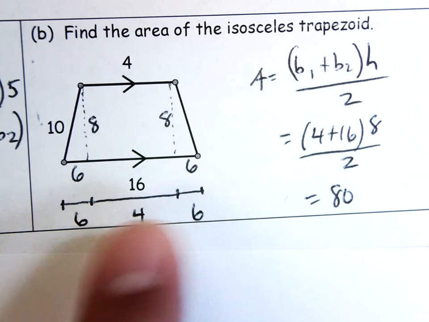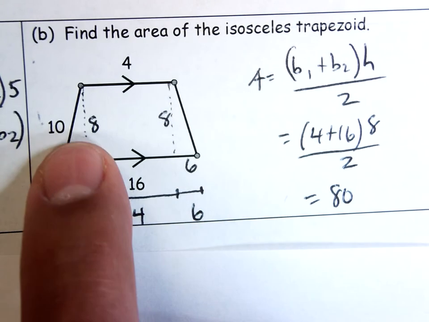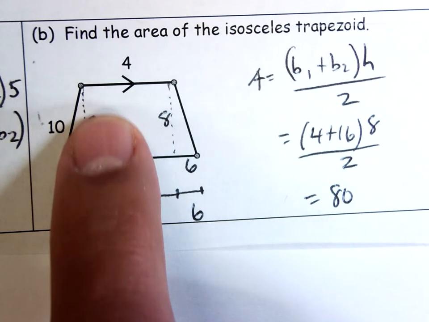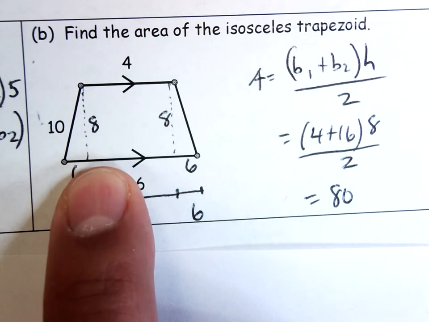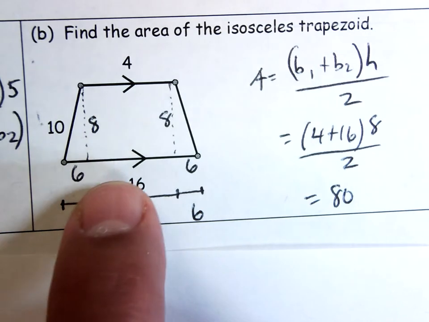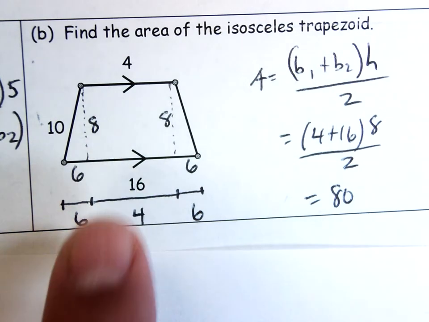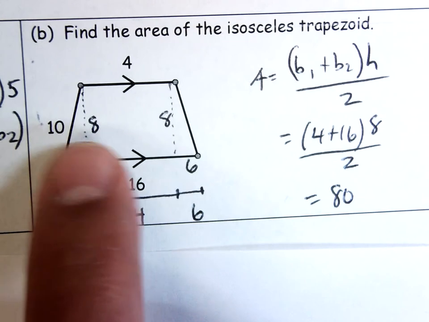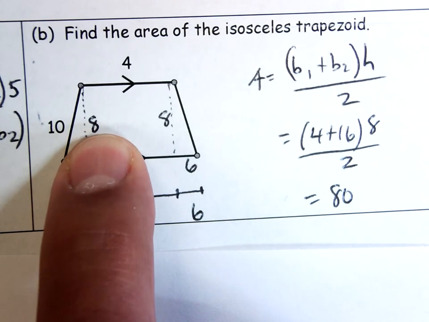So now, I know this piece is 6, I know this piece is 10, I draw in a perpendicular and I create a right triangle. And I recognize it as basically a 3, 4, 5 triangle. If this is 6, this is 10, this must be 8. So I just got the height of my trapezoid.